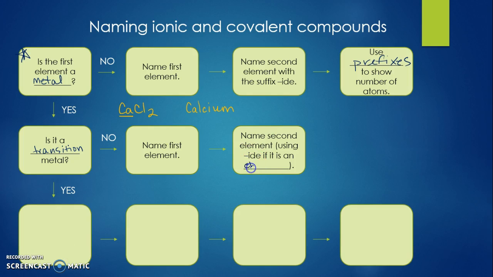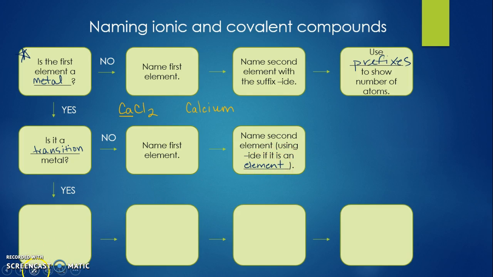Name the second element using IDE if the second is an element. Now, Ms. Reork, you just said name the second element if it's an element. That doesn't make any sense, right? So name the second part is probably what this should say. Or name the anion using IDE if it's an element.